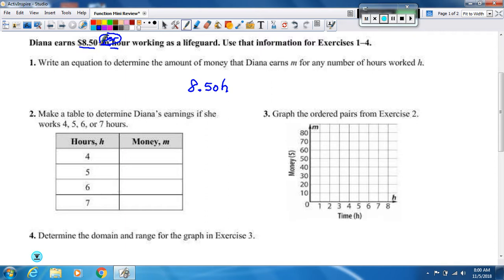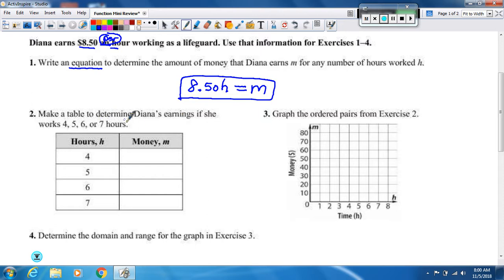Okay, so she earns $8.50 an hour working as a lifeguard. Use that information for exercises 1 through 4. Write an equation. Well, an equation means you better have an equal sign. To determine the amount of money that Diana earns, M. So they're telling you the other letter they want you to use is M. For any number of hours worked, H. And we already have the multiplication part of it. So that's the answer to that one.